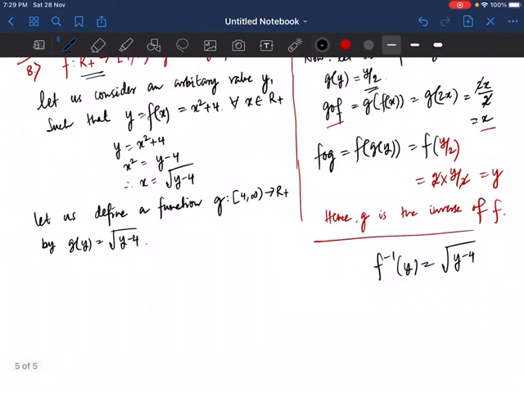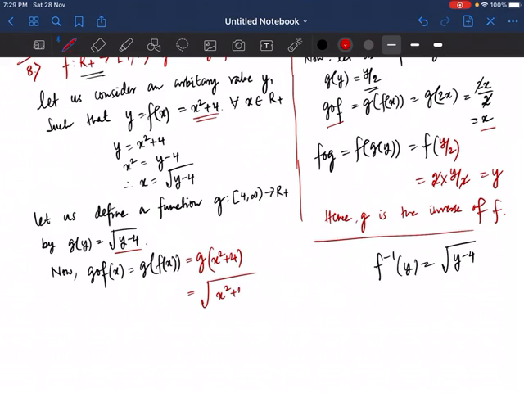Now we have to prove that g of fx is equal to x. We have already done this one. So g of fx, now what is fx? Fx is x square plus 4. So I will write here x square plus 4. Now you look at the g function. G function is root over y minus 4. So in place of y, you just put x square plus 4. So what do you get? Root over of x square plus 4, I am putting in place of y, minus 4. So 4 gets cancelled. So it is square root of x square, and we are having x.